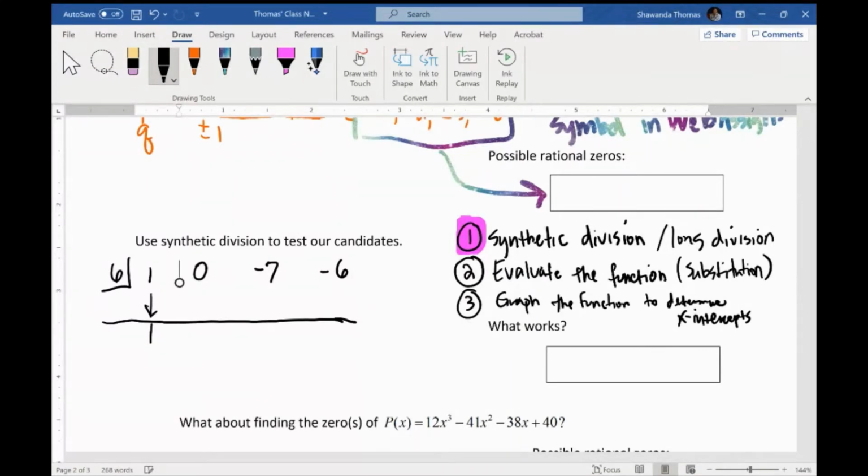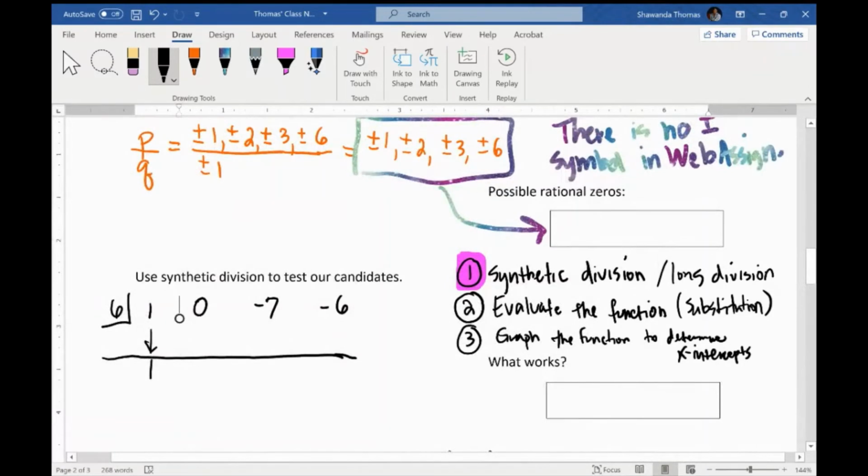All right. Bring that down. 1. What's the next number we're going to put up here? 6. What's the next number? 36. What's the next number?